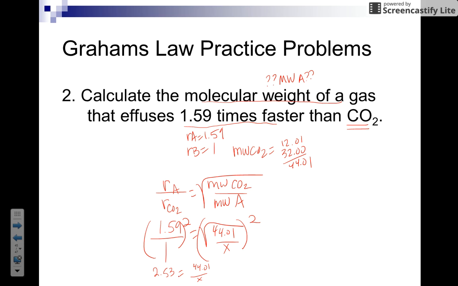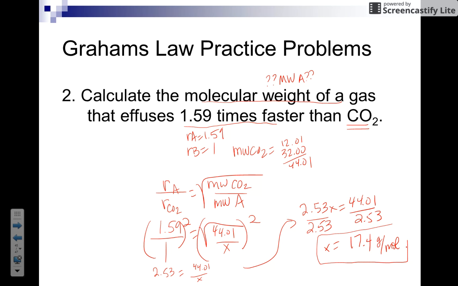So now we have to solve for X by cross multiplying. That's going to give me 2.53X equals 44.01. And finally, we divide by 2.53. That's going to isolate the X, which was our molar mass. And I got 17.4. And this will be grams per mole. Now on this problem, we're going to go with least sig figs. Our least sig figs were 3. If you go back up here, we have 3 sig figs. So that's what determines we need 3 sig figs in our answer.